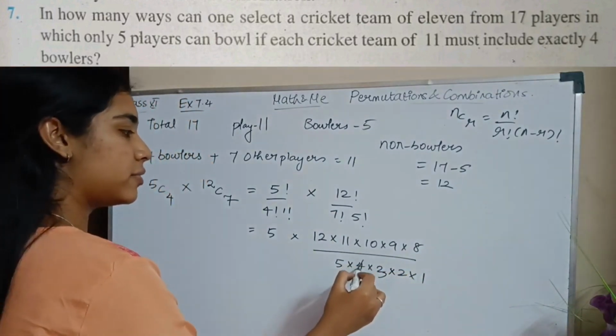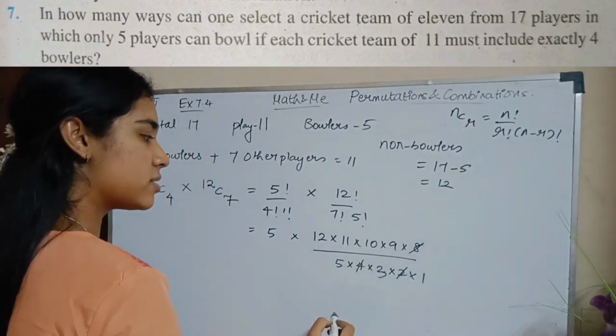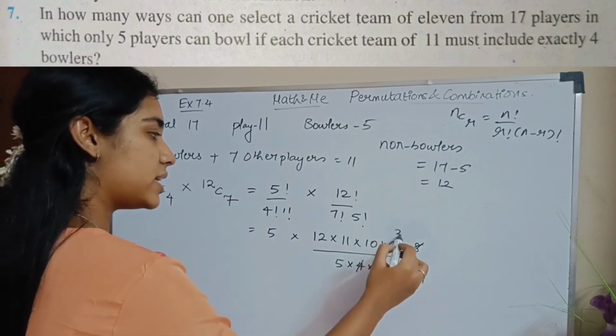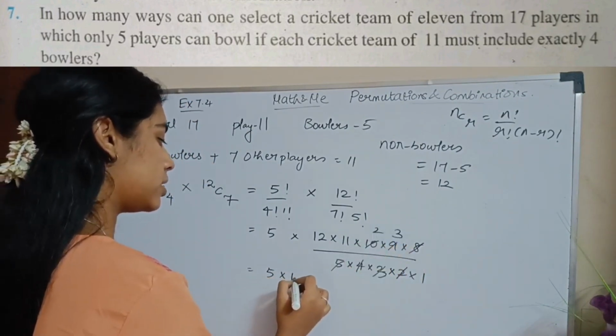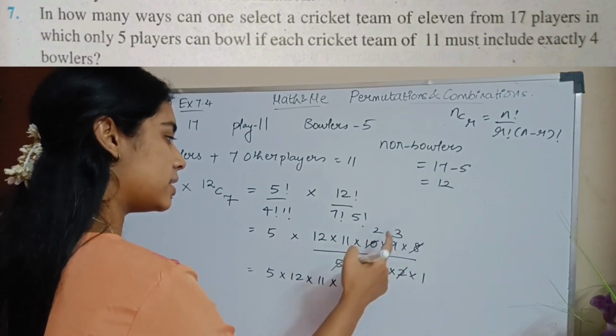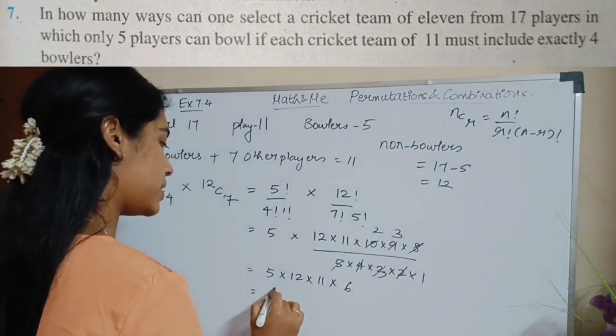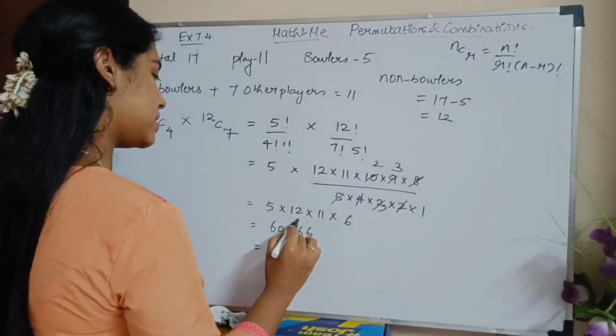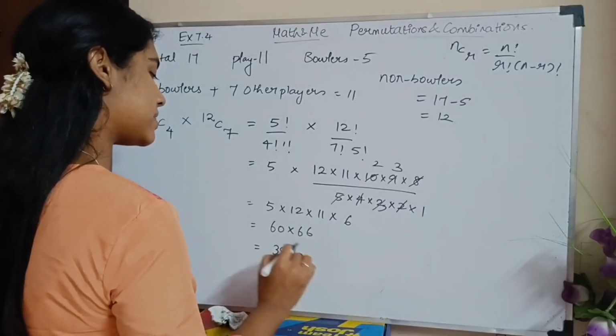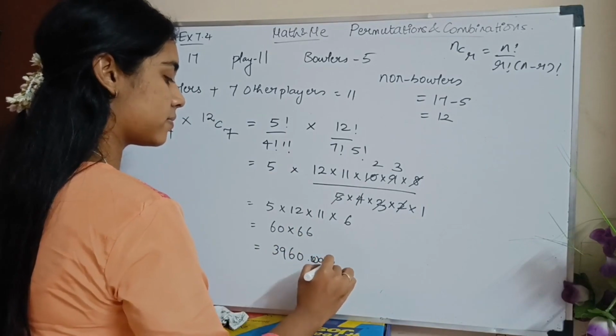So what do I have? 4 2s are 8, 3 3s are 9, 5 2s are 10. So I'll be left with 5, 12, 11, and 3 2s are 6. So this will be 60 times 66. 6 6s are 36, 3 carried is 39, so 3960 ways.